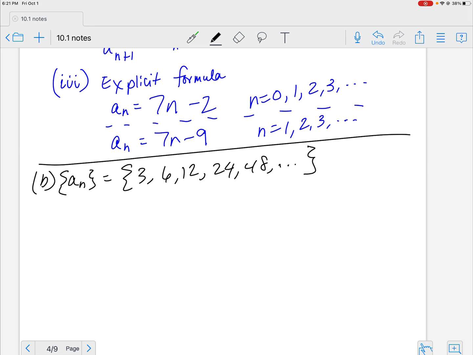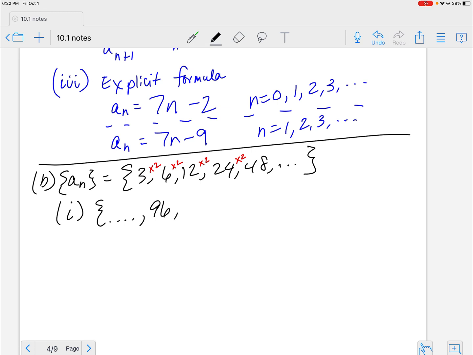What are you doing to get to that next term? Yeah, you are multiplying by 2, right? 3 times 2 is 6, times 2 is 12, times 2 is 24, times 2 is 48. So it stands to reason that my next 2 terms in the sequence, what's 48 times 2? 96. Now, what's 96 times 2?